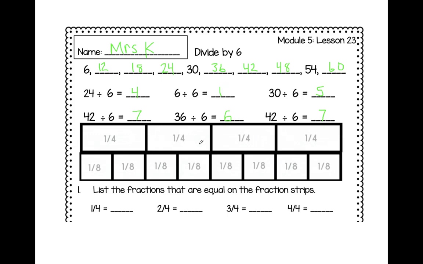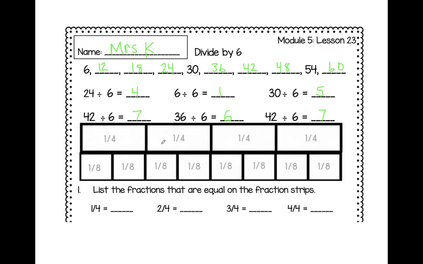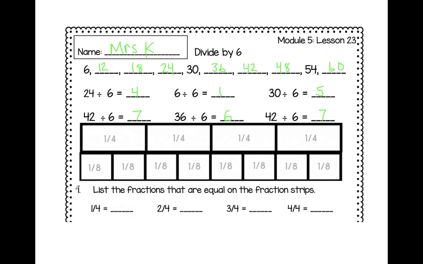Now, what you're going to see here are more fraction tape diagrams like the ones we just looked at. So we previously looked at something very similar, and so we're looking at it again. And it says to list the fractions that are equal on the fraction strips. I'm going to change my pen color. And so number 1, it says, what is equal to 1/4?